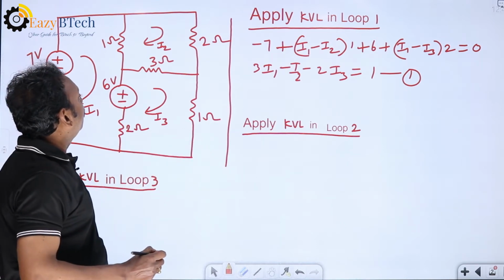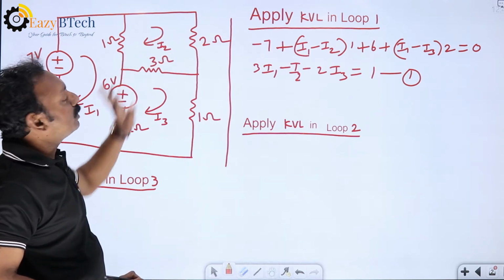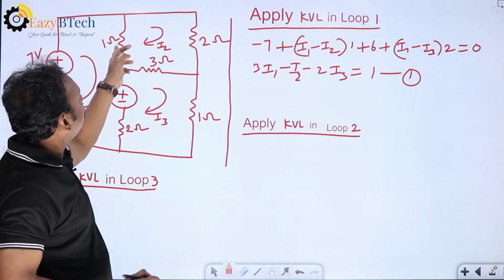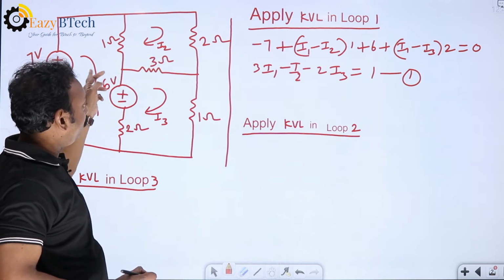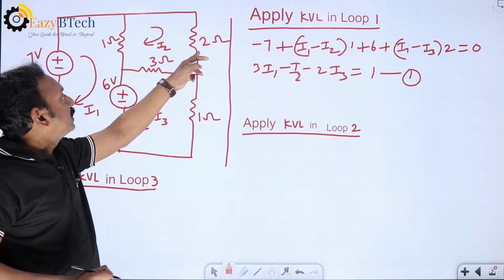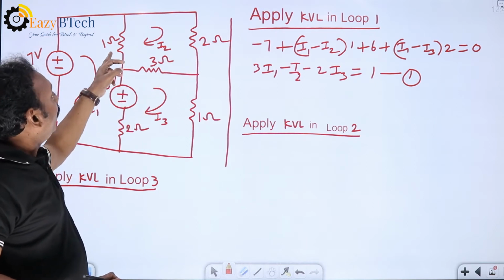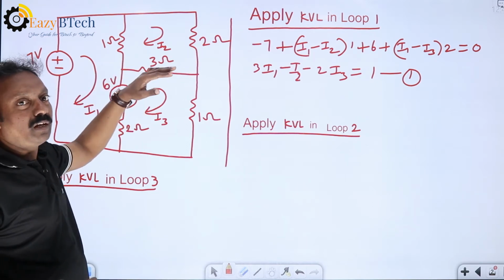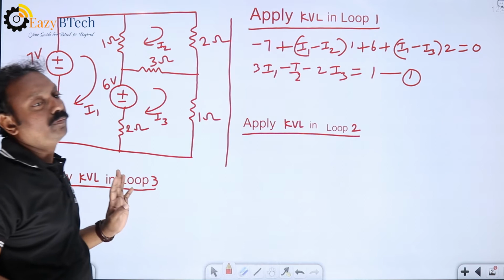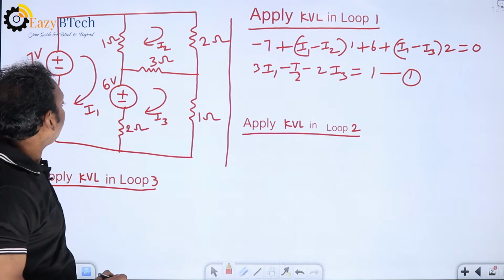What is the loop 2 equation? Here, there are no voltage sources. Only 3 resistors are present in the loop 2 equation: 1 ohm, 3 ohm, 2 ohm. This 1 ohm is present between the second loop and first loop. 3 ohms is present between the second loop and third loop. 2 ohms is a corner resistance, so current through 2 ohms is I2 only. But what is the voltage across 1 ohm? We are writing in terms of I into R. Now we are writing the loop equation in terms of loop 2.